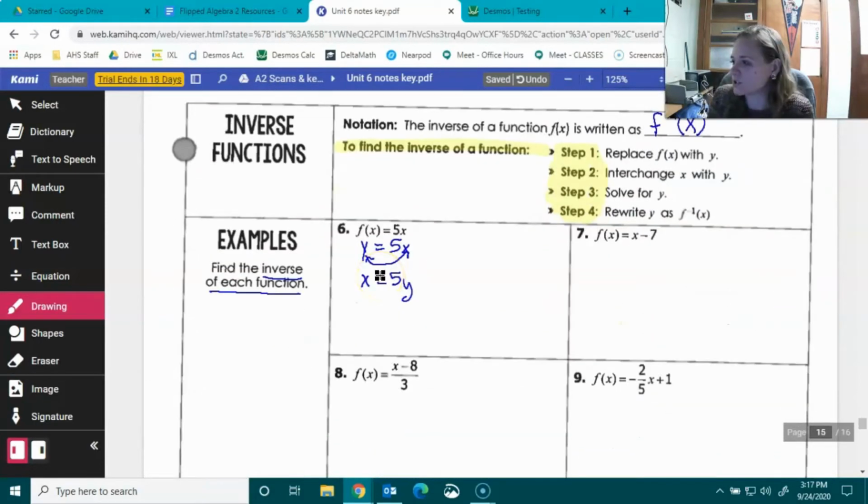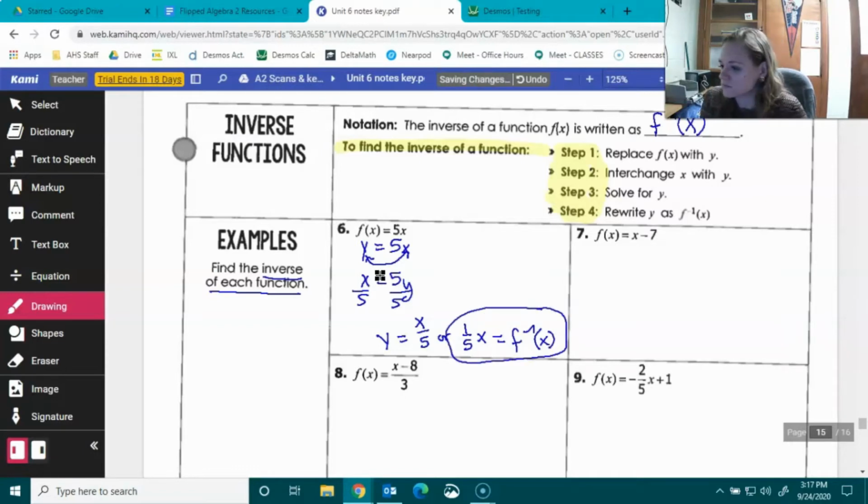So to get my equation, I'm going to now do this step and solve for y, so divide by 5. And y is equal to x divided by 5, or that's the same thing as 1/5 x. So I have a 1 up there. And then you can rewrite it as an f of -1. So that is our answer. Okay? Alright. Hopefully that seems easy enough.